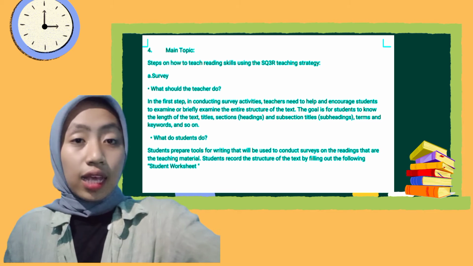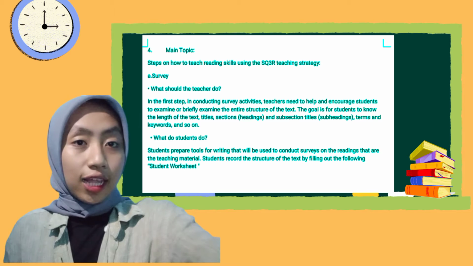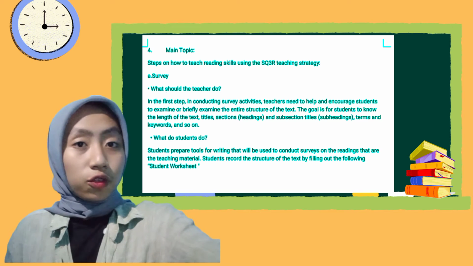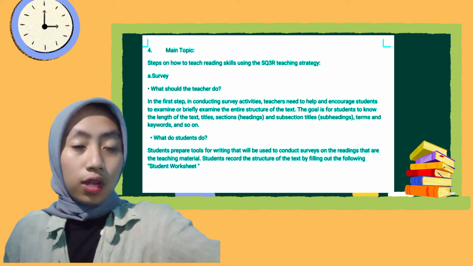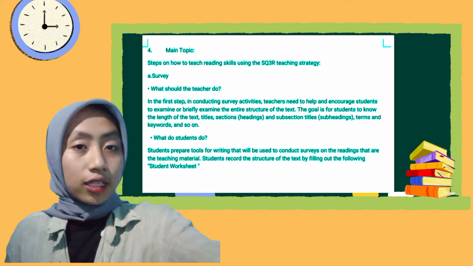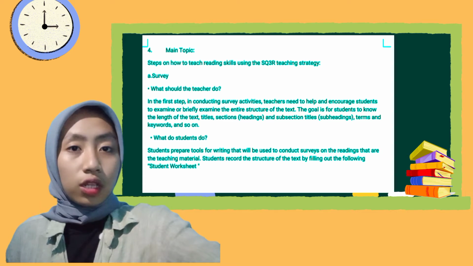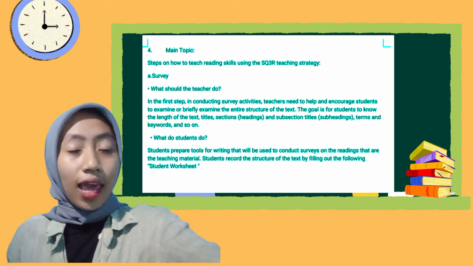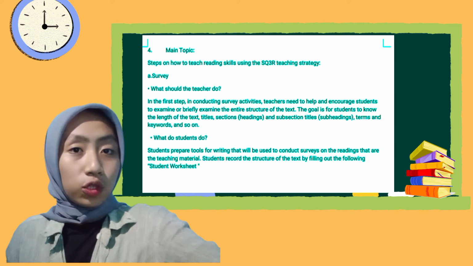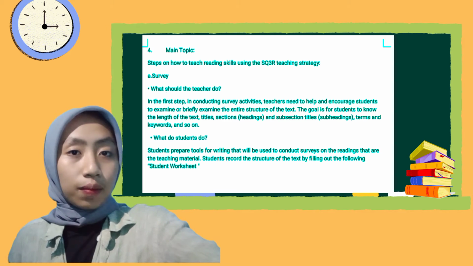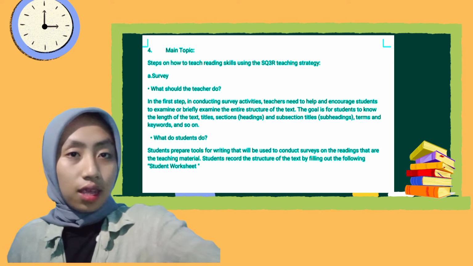Main topic. Steps on how to teach reading skills using the SQ3R teaching strategy. Number 1. Survey. What should the teacher do? In the first step, in conducting survey activities, the teacher needs to help and encourage students to briefly examine the entire structure of the text. The goal is for students to know the length of the text, the title, sections or headings, subsection titles or subheadings, terms and keywords, and so on.